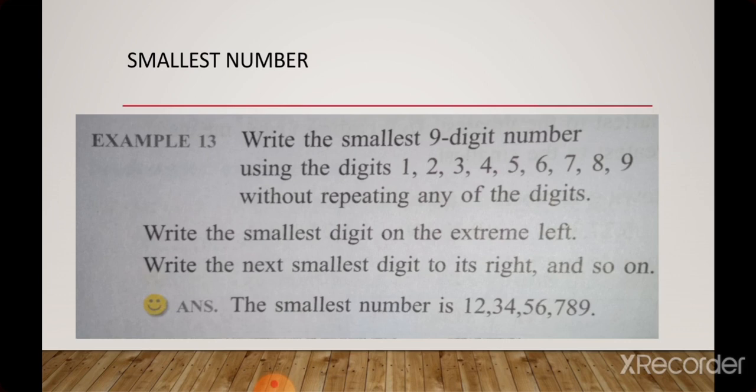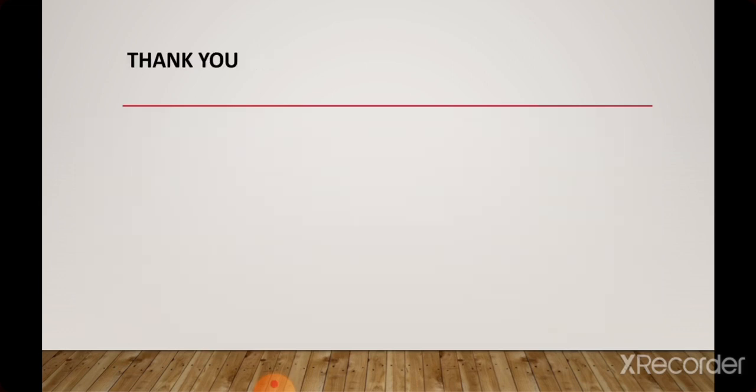After writing the 1, the remaining digits are 2, 3, 4, 5, 6, 7, 8, 9. In these digits, the smallest one is 2. So like this you should write the remaining digits, then you get the smallest number.